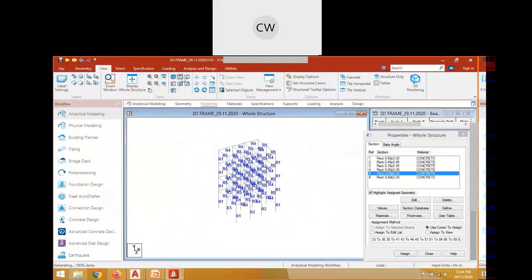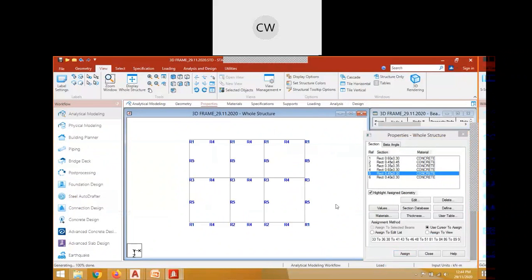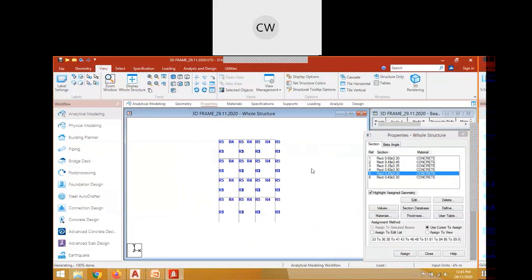So how to model that, I will show you. Because once you go to the plan, the whole structure is displayed here, and if you model this beam, it is for the entire structure. So I just wanted to model it on one level, suppose. Of course I want it on all levels, but I wanted to show you how to work on a particular level.